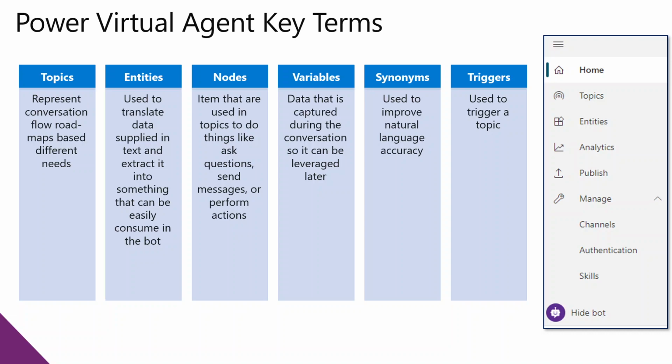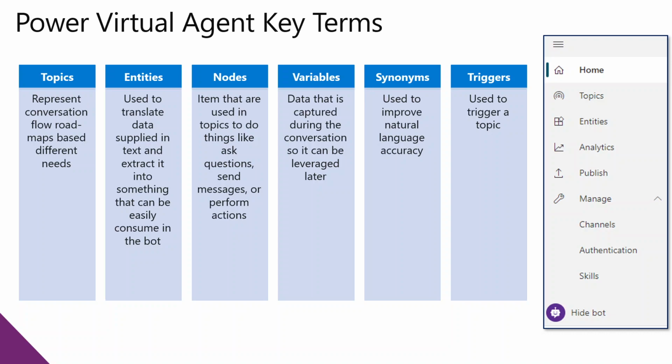You have nodes, which are things that the chatbot does. So it could be things like asking questions, sending messages, or the node could end the conversation, or the node could run a Power Automate flow. Then you have the variables, which you can create and define so that you can capture data during the conversation or from automations that you create. And you can store these variables inside the chat so they're accessible to different parts of the chat later on.